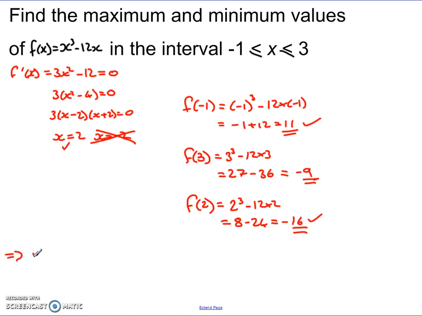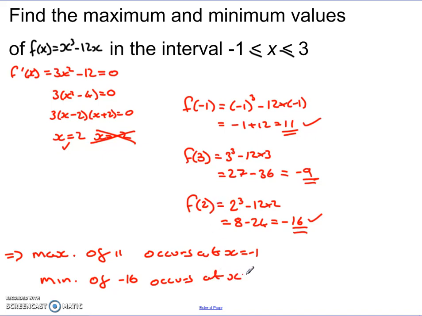I've then got to communicate it. I've got to say something along the lines of the maximum of 11 occurs at x equal to -1, and the minimum of -16 occurs at x equal to 2. If I don't communicate my answer clearly, I don't get the marks. We've done all the other steps in problem solving. The last step is always going to be communicated. What's the conclusion? What are the reasons for my answer? What am I telling you? That right there is how we communicate for this sort of problem.